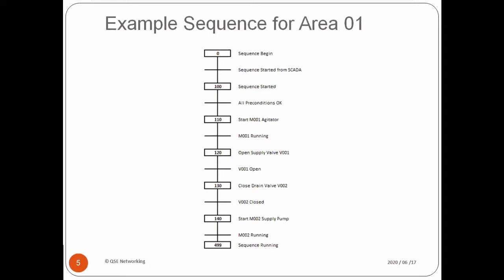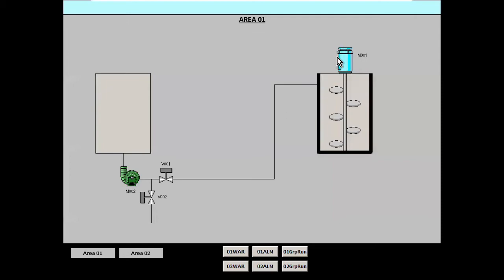Okay, I did it differently. When that valve is open, close the drain valve. When that valve is closed, actually start the supply pump. And then once motor 2 is running, the sequence is running. And that is a simple sequence. So start the agitator, open the supply valve, close the drain valve, start the motor, start the pump. All right.